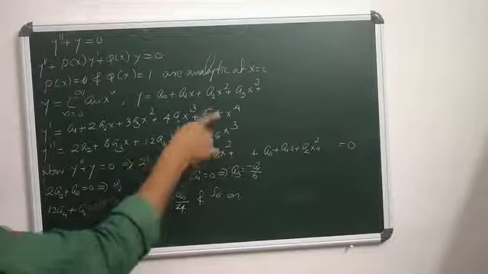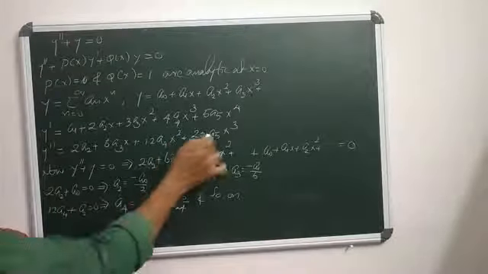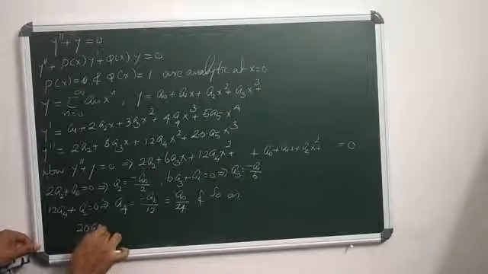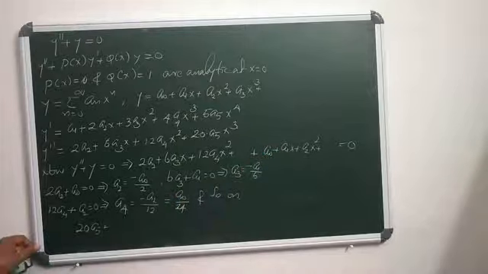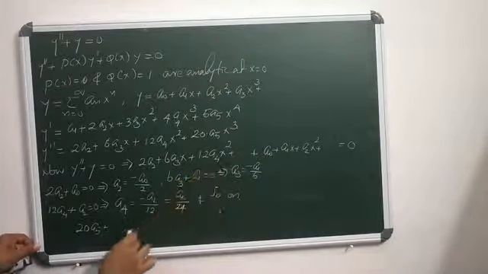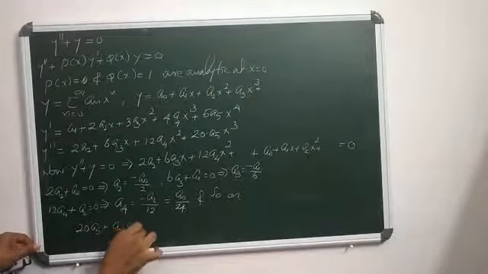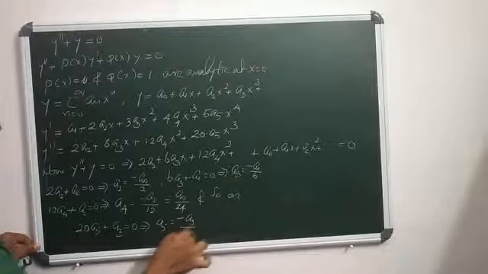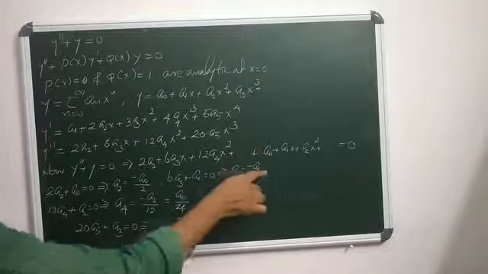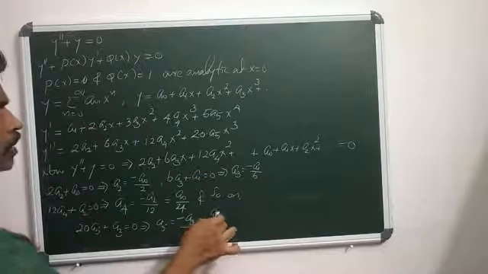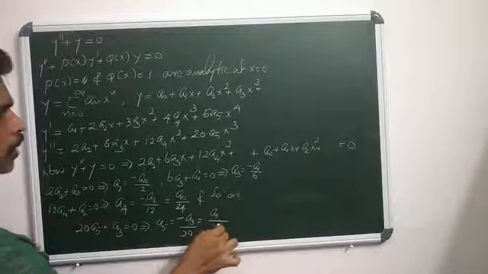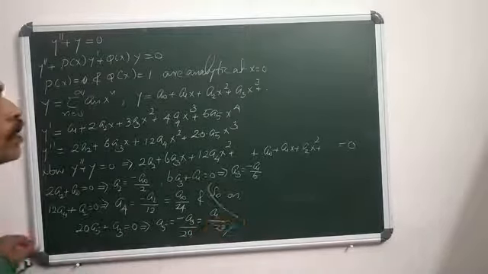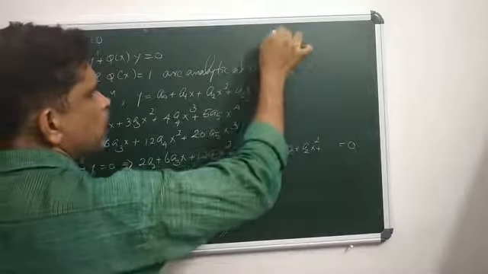What do you get if you compare the coefficient of x cube? Here y double dash gives 20a5, plus a3 equals 0. That means a5 equals minus a3 by 20. But a3 is minus a1 by 6, so a5 is a1 by 6 into 20, that is a1 by 120, and so on.